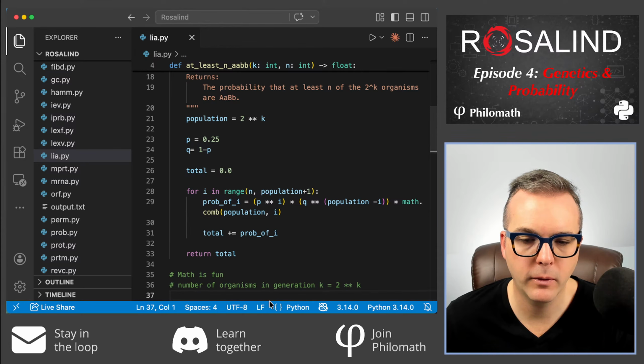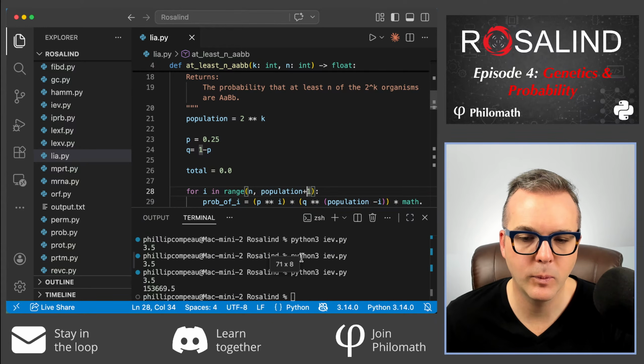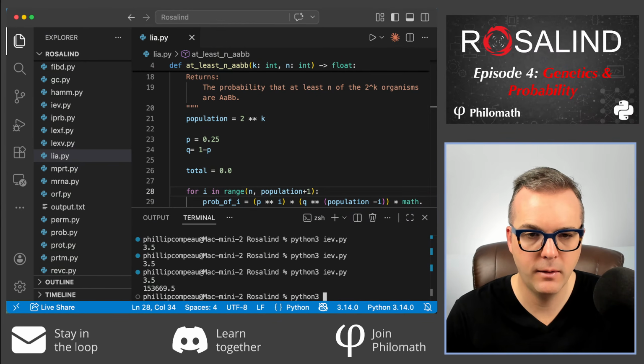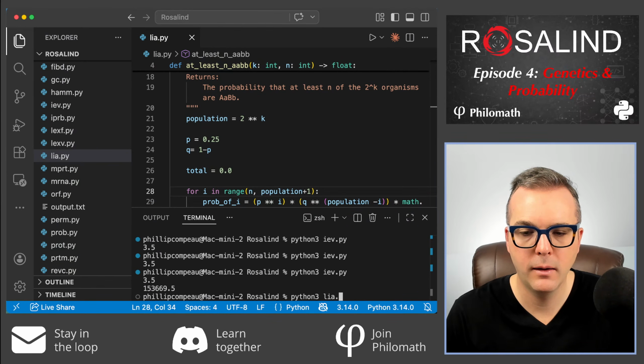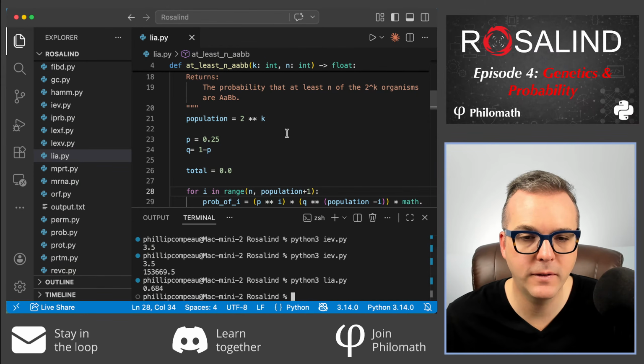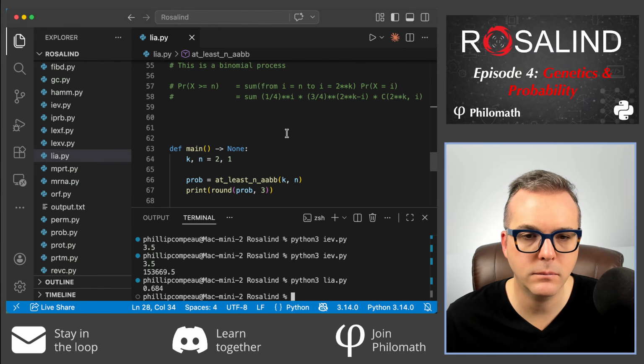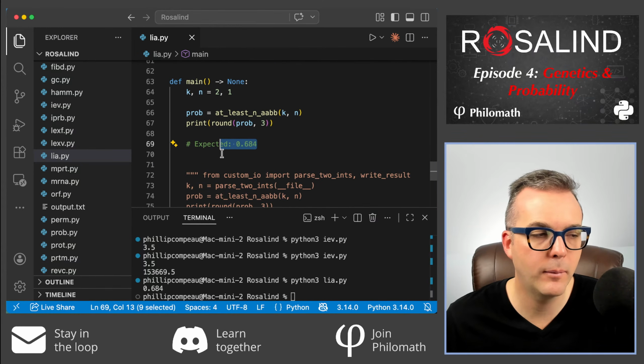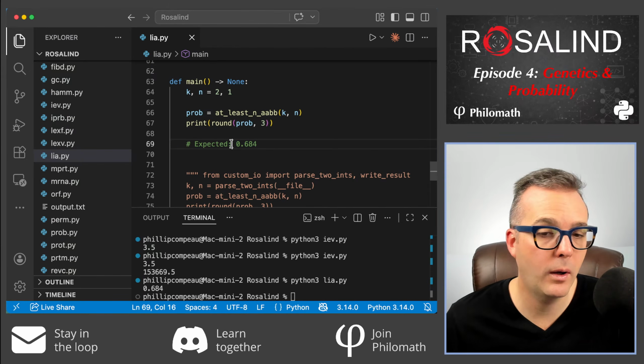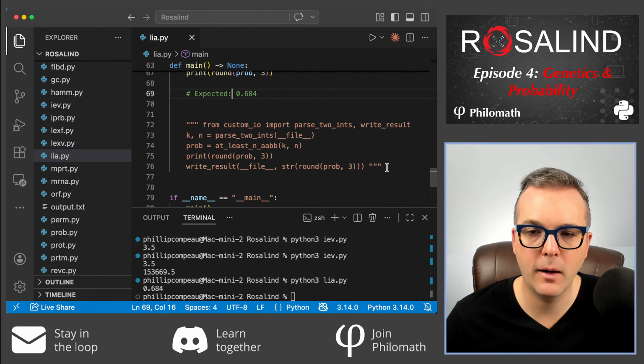So we're going to look at the terminal. I could just click a button to run Python, but it's no fun doing that. It feels more fun to just say python3 lia.py, and we see 0.684. That's our expected number. Good. So I think we should be ready to submit our code.